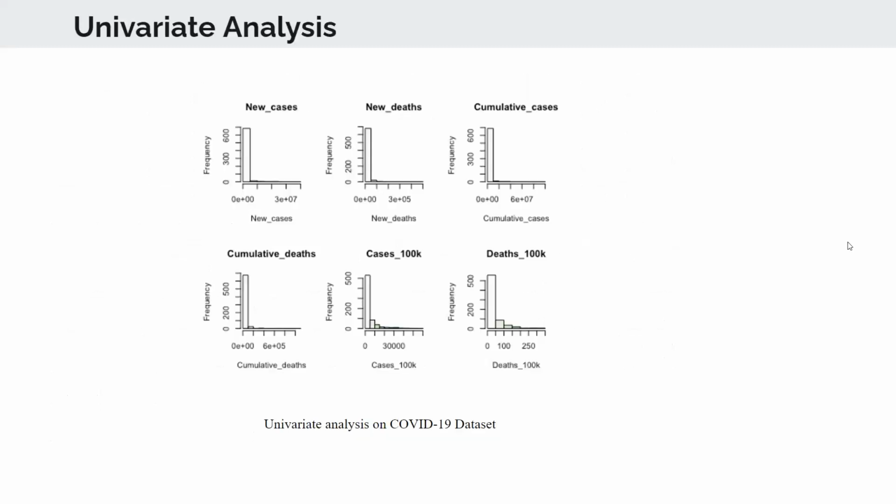Next slide, please. So coming to the univariate analysis, we performed it on 6 columns. If we look at cases_100K, we could see that a count of around 10K cases was recorded more number of times than the other cases. And if we look at deaths_100K, we could see that a death count nearer to 100 was recorded more number of times compared to the other death counts.